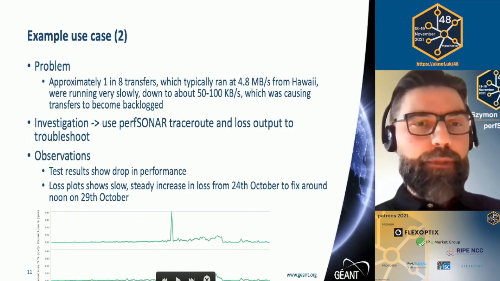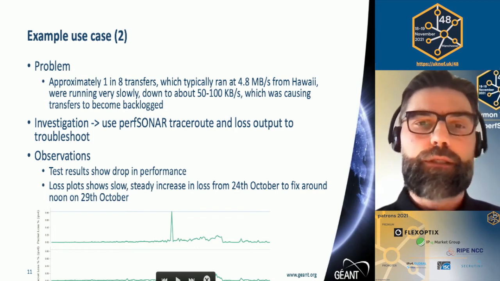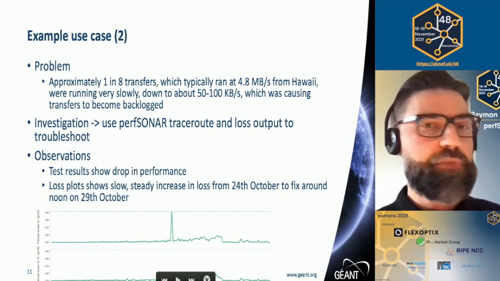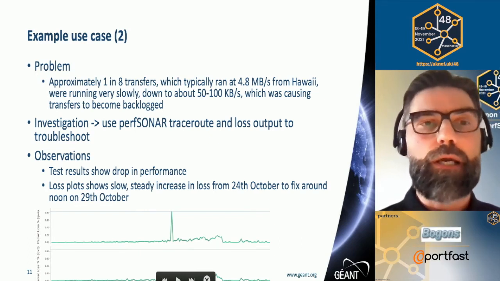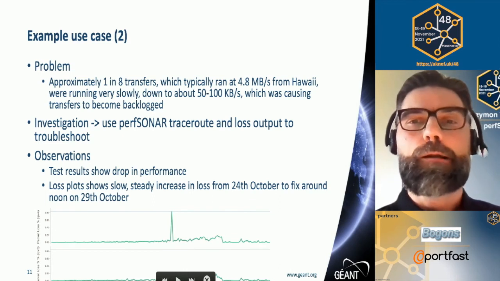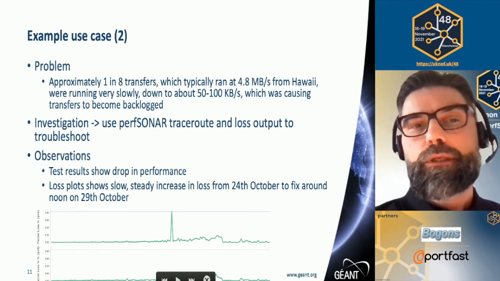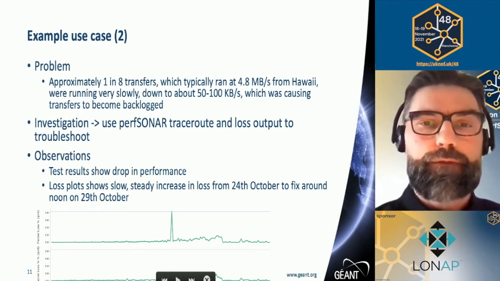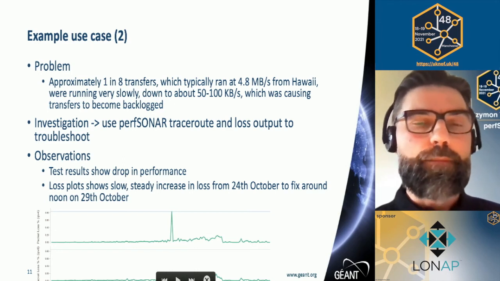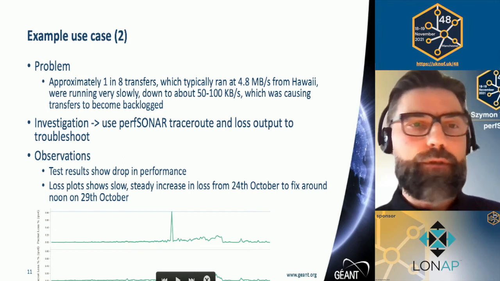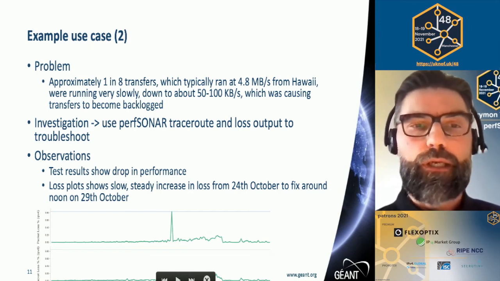And it happened in October. Then the usual transfers typically run at something about 5 megabytes per second from Hawaii to Belfast, and that was fine. And they observed that approximately 1 in 8 of these transfers were running very slowly. So there was something that impacted the data transfer down to about 50 to 100 kilobytes per second.